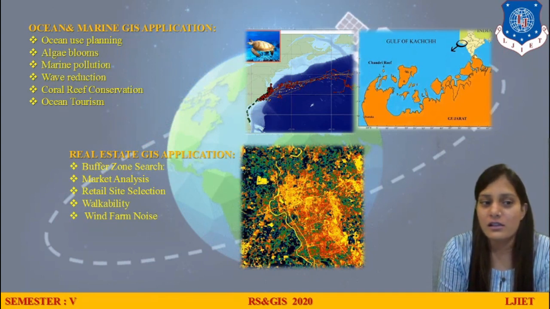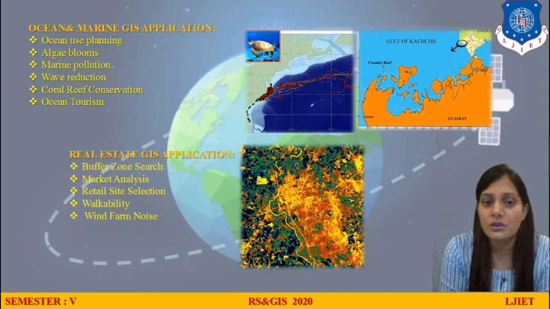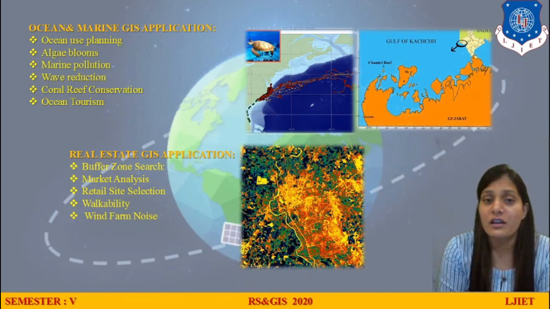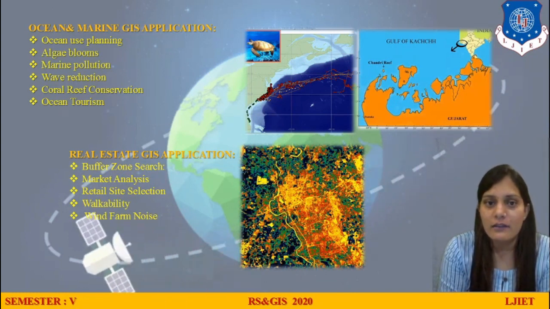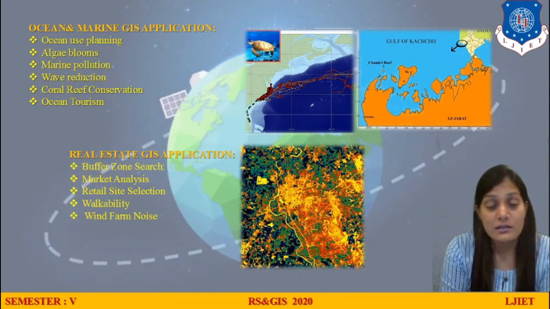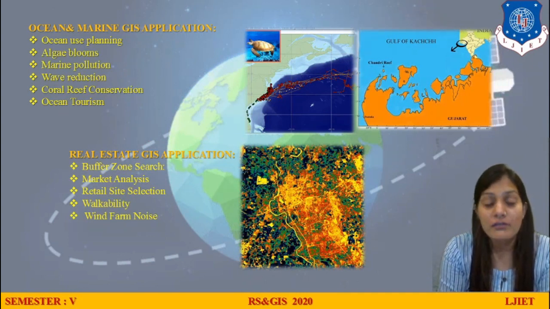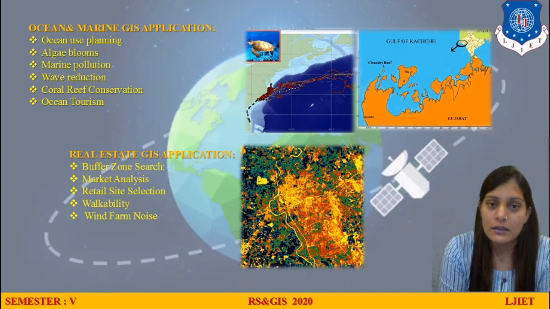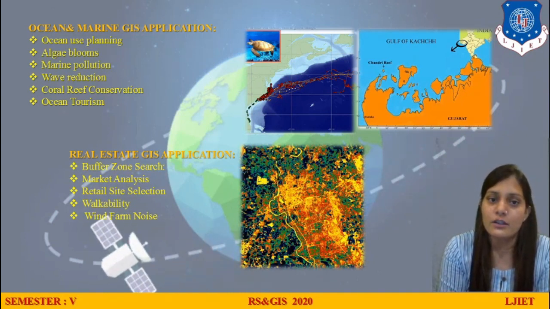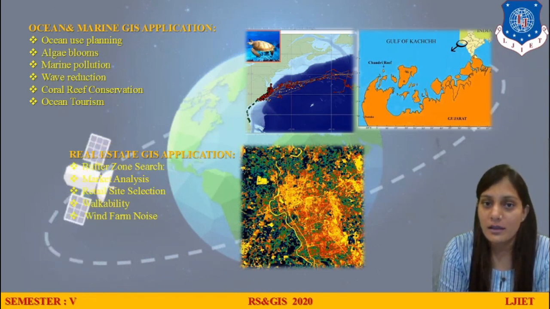You can see the wave reduction, coral reef conservation, ocean tourism. You all know that we have many underwater activities going on in different countries, but how is it possible? How can it be helpful to us? Yes, GIS is a good tool that can help us with wave reduction. There are mathematical tools and terminologies which we can use, but we need to go in depth to see how wave reduction can be done, right?